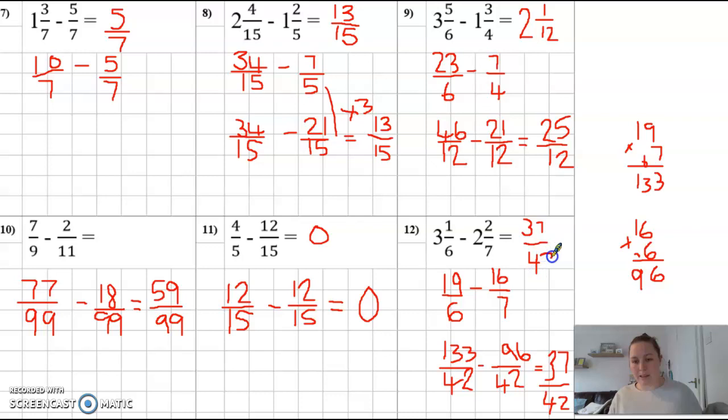Okay, and I just realised that I didn't put my final answer up here as well, but again, 59 is a prime number, so that one can't be simplified. So there you go, there are your answers. I hope that you did okay with all of those.